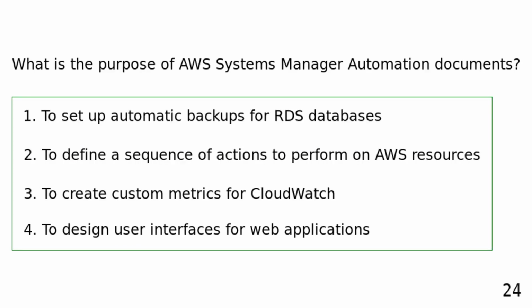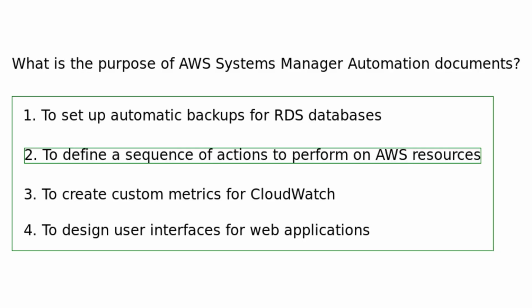What is the purpose of AWS Systems Manager automation documents? To set up automatic backups for RDS databases. To define a sequence of actions to perform on AWS resources. To create custom metrics for CloudWatch. To design user interfaces for web applications. AWS Systems Manager automation documents allow users to define a sequence of actions to be performed on AWS resources, facilitating the automation of routine tasks or complex workflows.